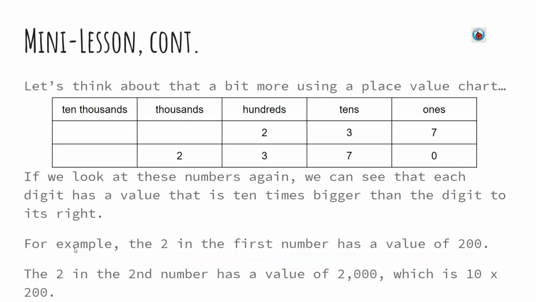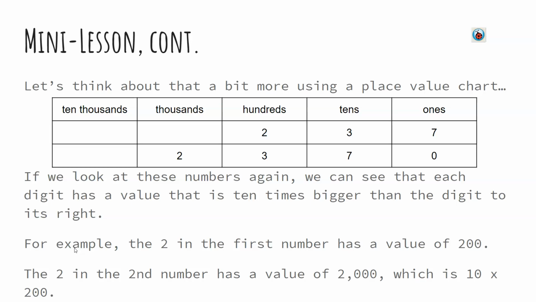237. All right, we're going to put these numbers into a place value chart to continue our thinking about this, okay? So in the top row, we have 2 hundreds, 3 tens, and 7 ones, which is 237. And then on the bottom, we have 2 thousands, 3 hundreds, 7 tens, and 0 ones, which is 2,370. So when we look at them like this, we can really start to see that each digit has a value 10 times greater than the digit that is right beside it on its right.